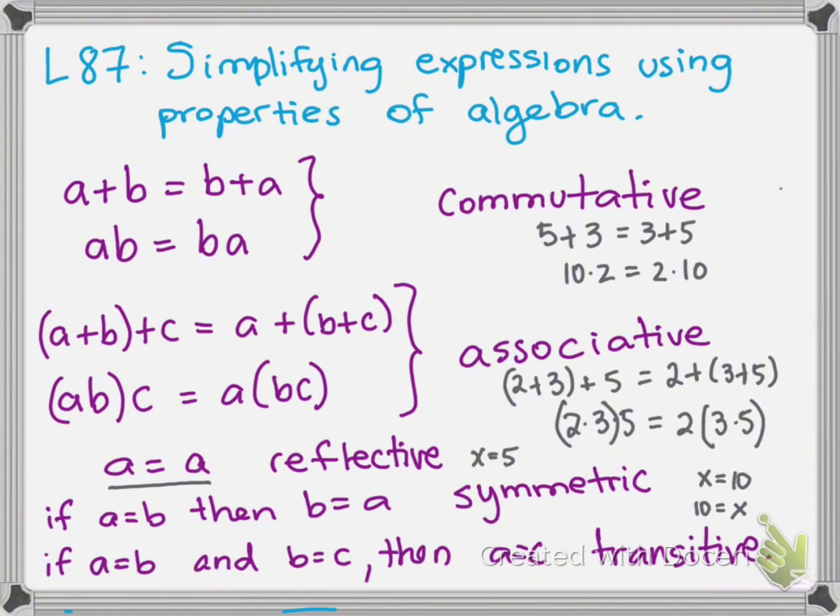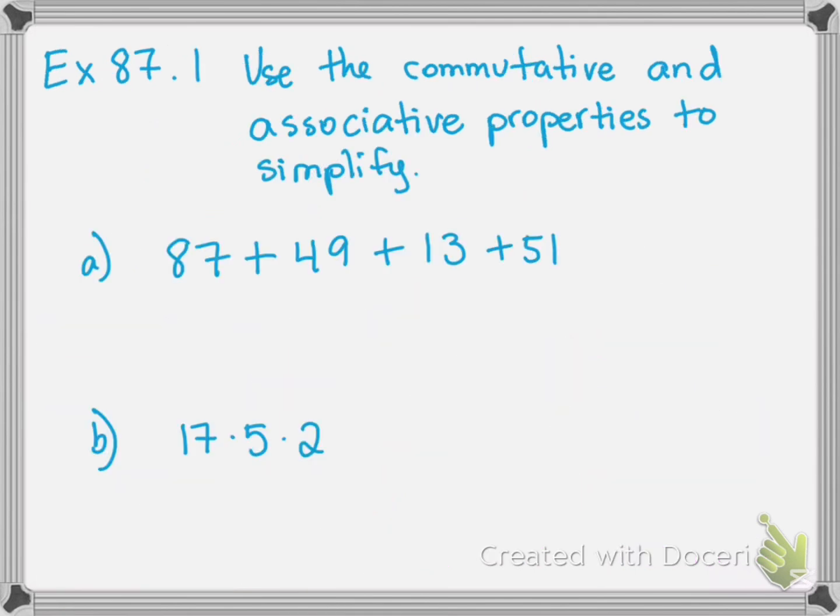The last one is called transitive, and it is that if A equals B and B equals C, then A equals C. Just look at it. If A equals B and B equals C, then I can say that A equals C, because they're brought together by the B. Now let's look at some examples of how we would use these properties.